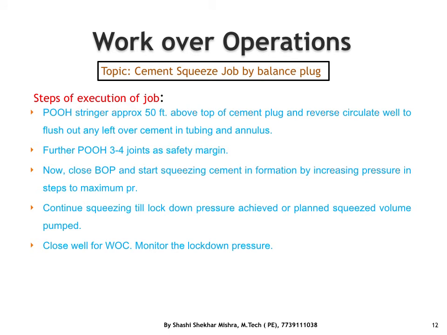Now pull out the stinger 50 feet above the top of the cement plug. Reverse circulate the well to flush out any leftover cement in tubing and annulus. Further pull out 3 to 4 joints as a safety margin. Now close BOP and start squeezing cement into the formation by increasing pressure in steps to maximum pressure. Continue squeezing till lockdown pressure is achieved or the planned squeeze pump volume is pumped. Now close the well for waiting on cement.